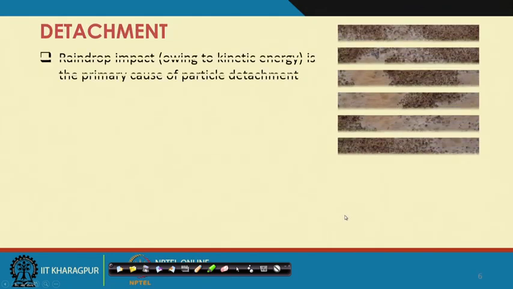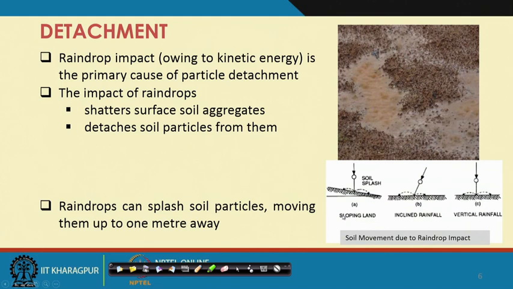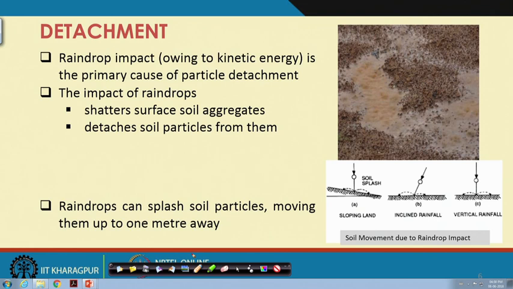Now, coming to the detachment process. Several times we have seen this, but once again let us repeat that raindrop impact, owing to its kinetic energy, is the primary cause of particle detachment. So, that is the major reason. Of course, we saw that it is the flowing water that also detaches soil particles, but it is the raindrop impact that is the primary cause. And the impact of raindrops shatters the surface soil aggregates, that is the first phenomenon that occurs, and obviously once soil aggregates are shattered, then the soil particles get detached from them.